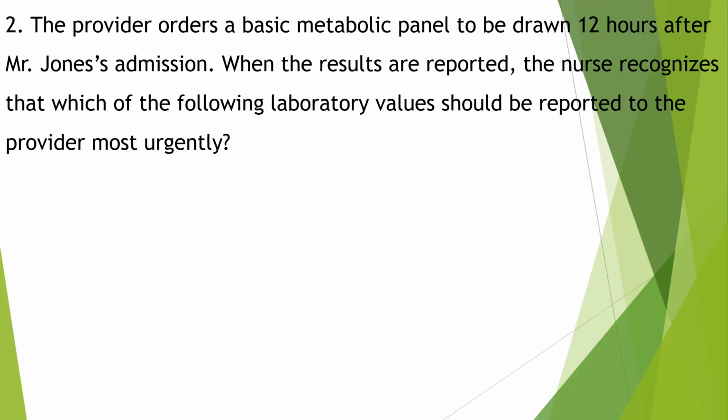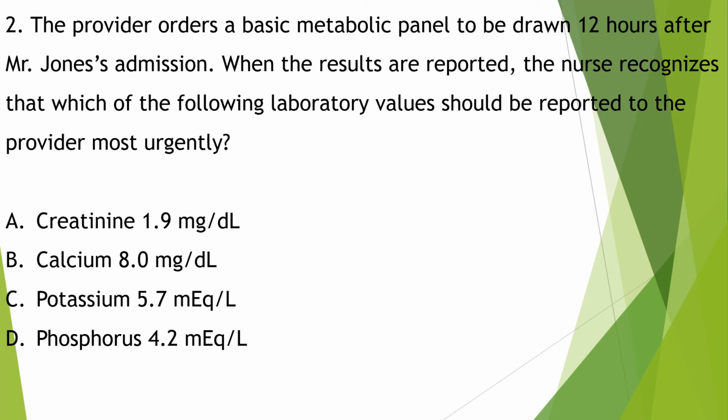The provider orders a basic metabolic panel to be drawn 12 hours after Mr. Jones' admission. When the results are reported, the nurse recognizes that which of the following laboratory values should be reported to the provider most urgently. Creatinine 1.9 mg per dl, calcium 8 mg per dl, potassium 5.7 milliequivalents per liter, phosphorus 4.2 milliequivalents per liter.